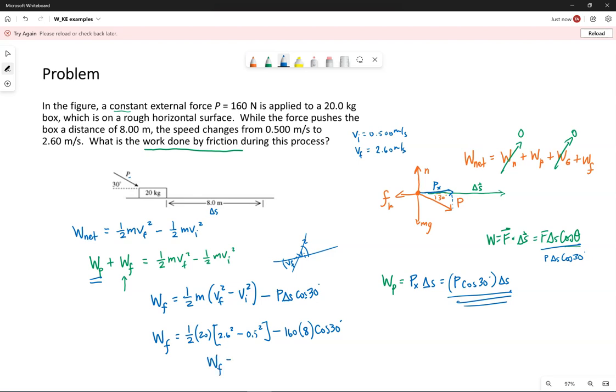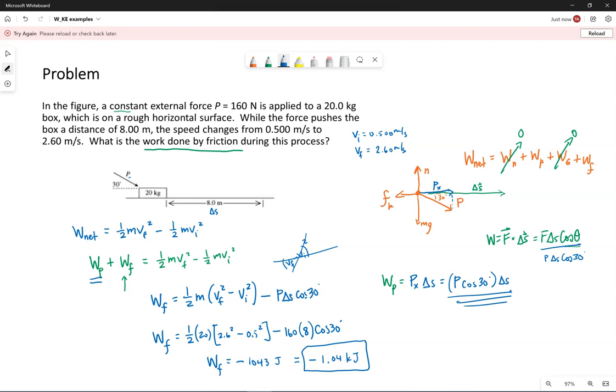I'm getting negative 1043 joules. Let's see, we have 3 sig figs, 1.04 kilojoules. The negative sign, we should have expected that, because friction's working, trying to slow the box down, not allow it to speed up. So friction is taking work out of the system.